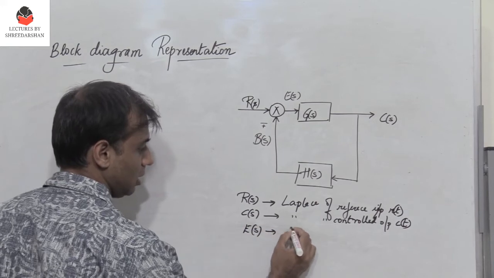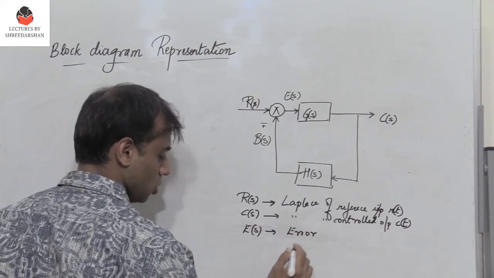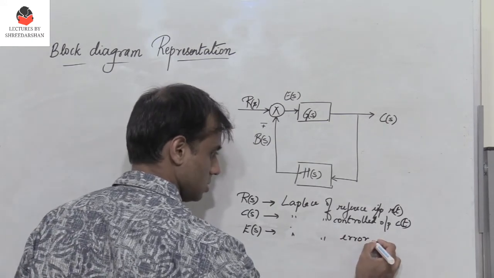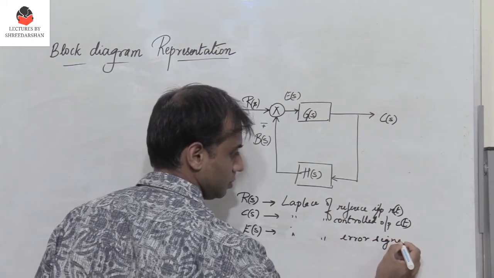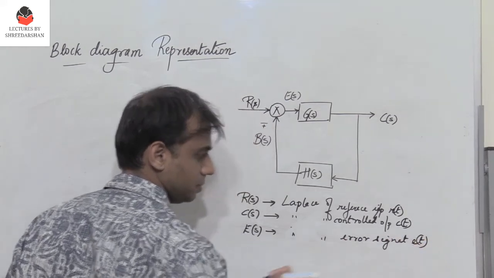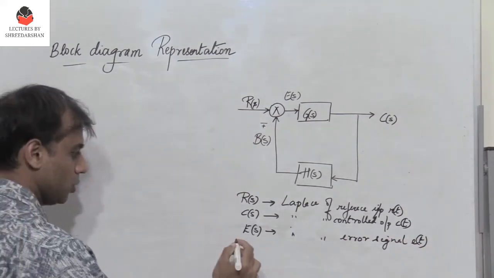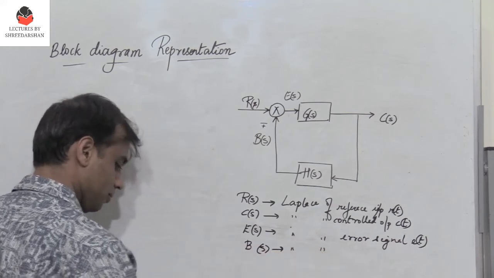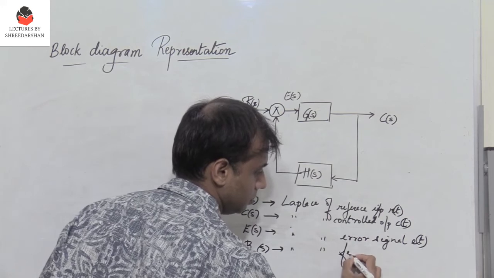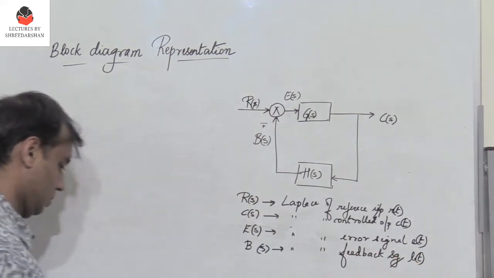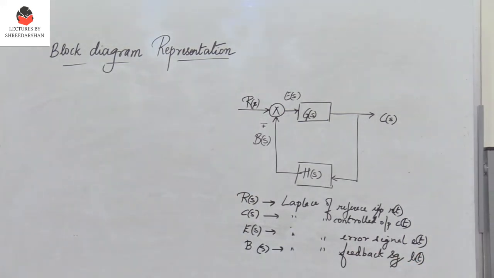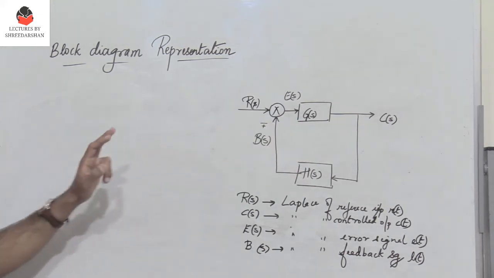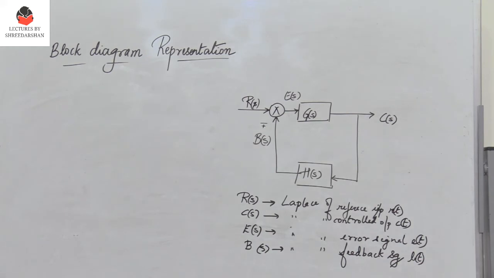E of S is the Laplace of the error signal E of t. Now let us see what B of S is. B of S is the Laplace of the feedback signal B of t. And what is G of S and H of S? G of S is the equivalent forward path transfer function and H of S is the equivalent feedback path transfer function.